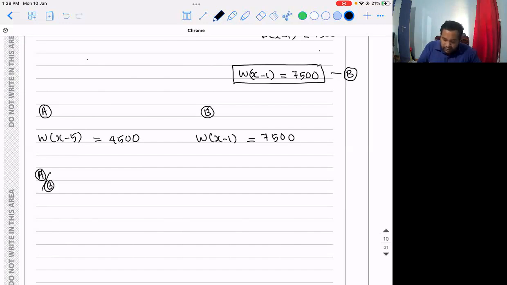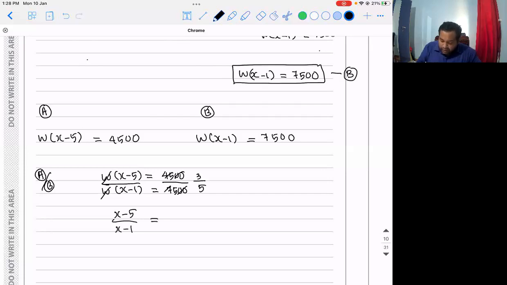So w times (x minus 5) is 4,500, and w times (x minus 1) is 7,500. We are dividing these. So w got cancelled, and these two zeros got cancelled. Eventually it becomes (x minus 5) over (x minus 1) is equal to this. If you simplify with the 15, it becomes 3 over 5, right? So it becomes 3 over 5.